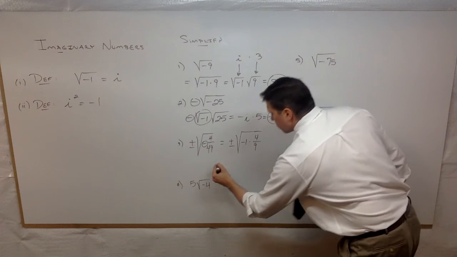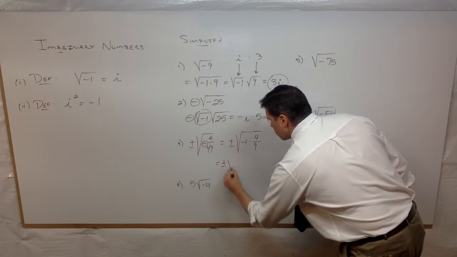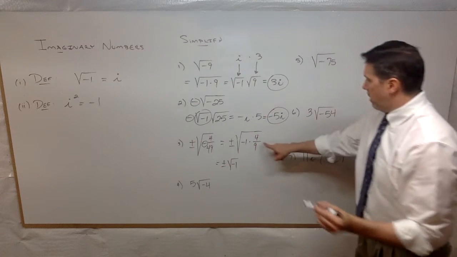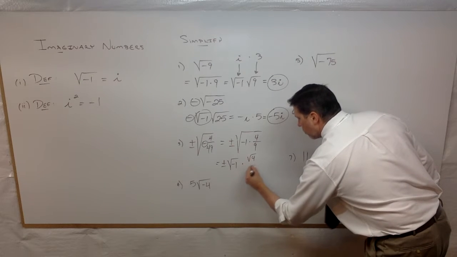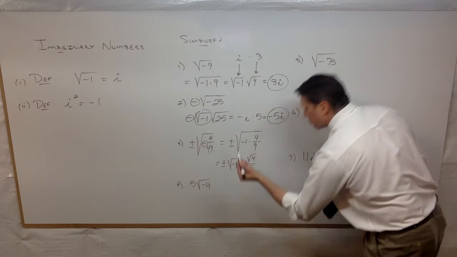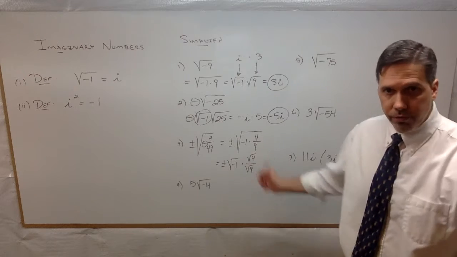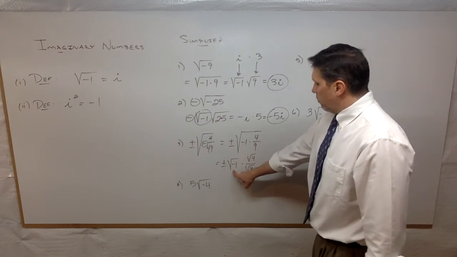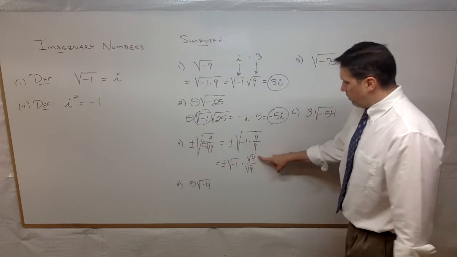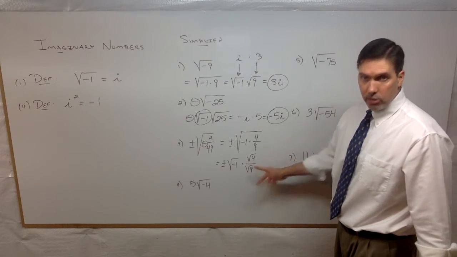Now split them up. So we get plus or minus the square root of negative 1, times the square root of 4/9, which we know is the square root of 4 over the square root of 9. We can split up fractions like that, our division rule. So that'll still be plus or minus. We will get an i here. Square root of 4 is 2. Square root of 9 is 3.